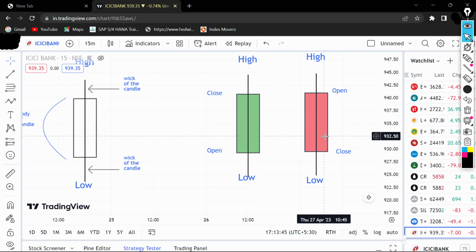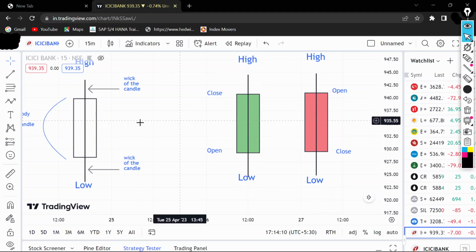That means if the candle closes above the opening, say the price opens at 100 at 9:15 and it closed above 100, whatever it may be, 110, 120, it's a positive close, right? So it will form in a green color. This is called a bullish candle. The close is higher than the opening.